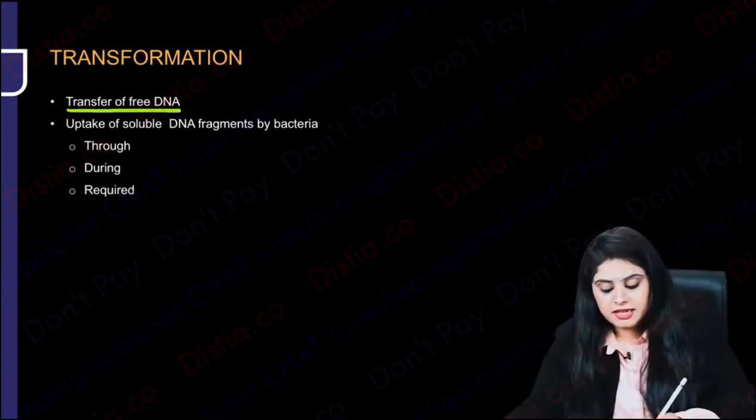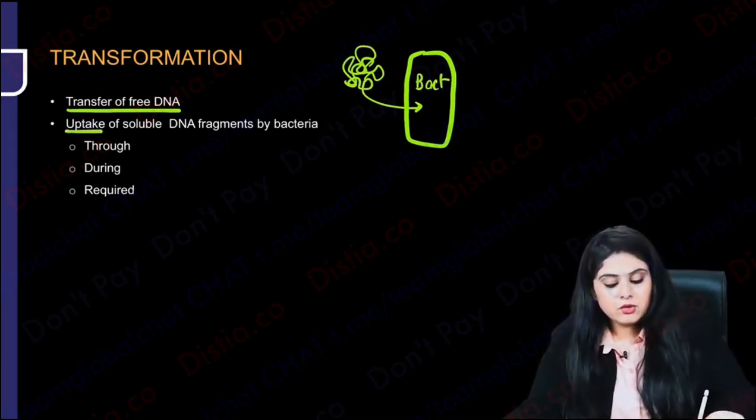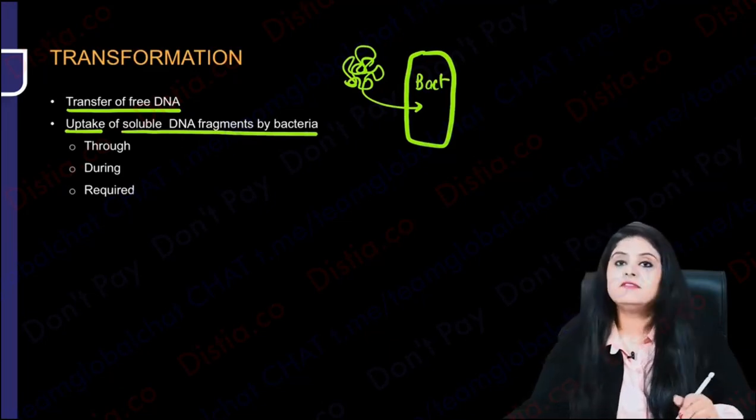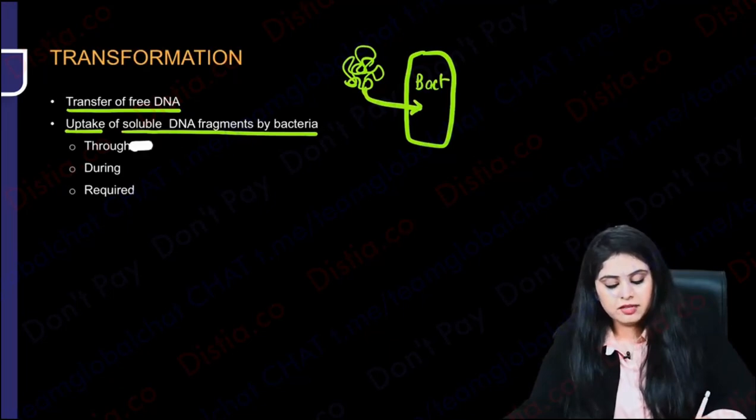So you will have this kind of a bacteria, for example, and that bacteria will say, any damaged DNA that I'm seeing in the environment, I'm just going to eat it up. So I am going to uptake any soluble DNA fragments. How? Through what route is it coming? It's coming through the cell wall.